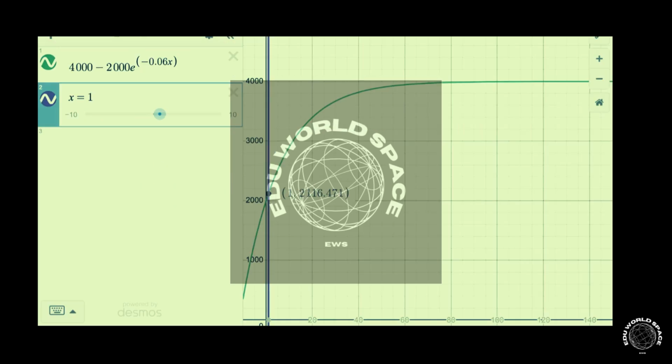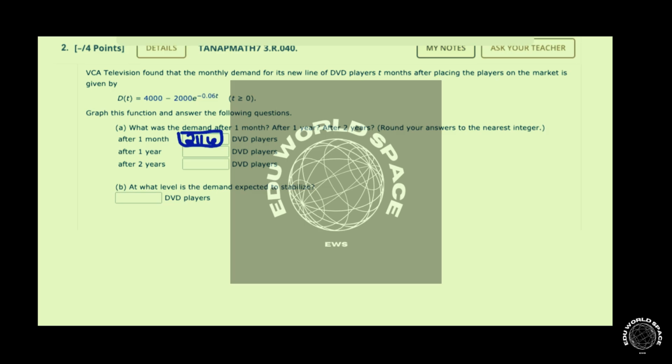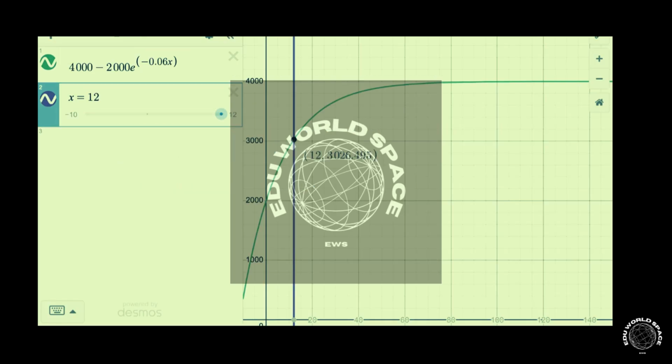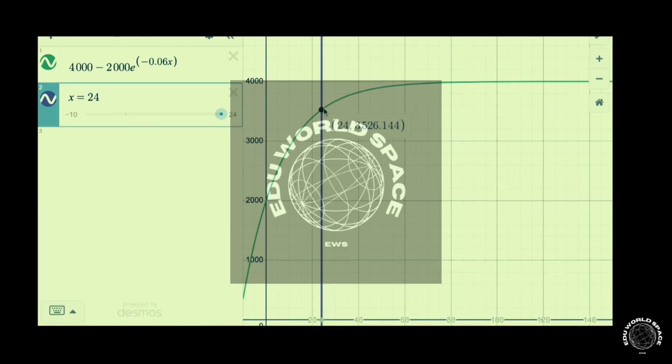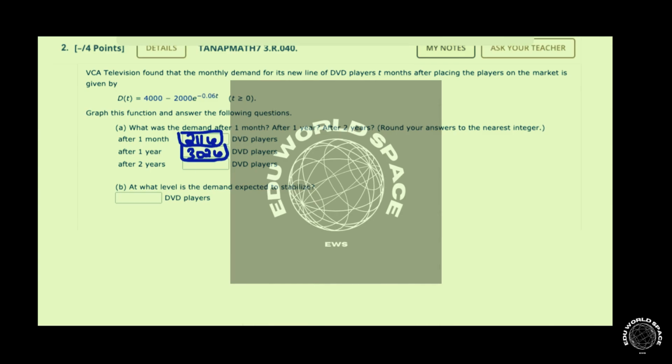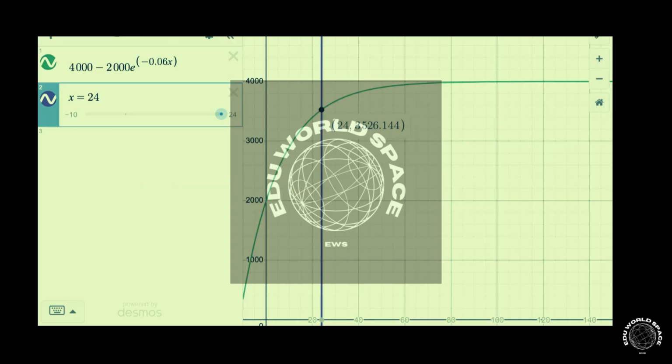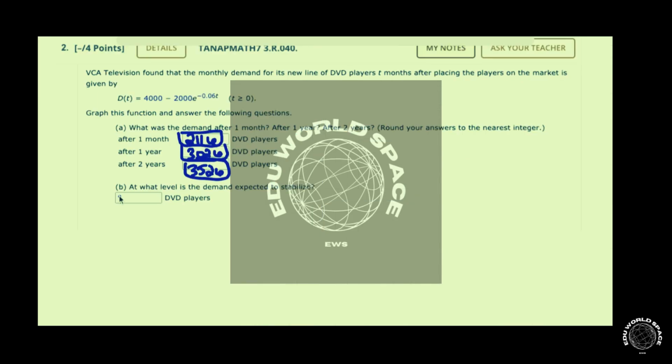After 1 year, which would be 12 months, would be 3,026. And after 2 years, which is 24 months, would be 3,526. At what level does the demand expect to stabilize? That would be at 4,000. It's that first term.